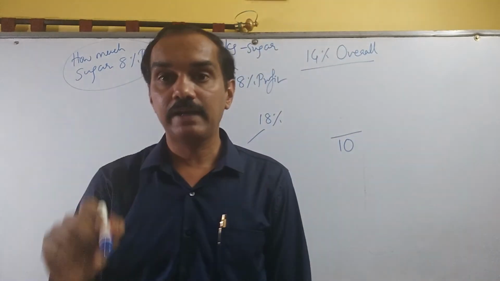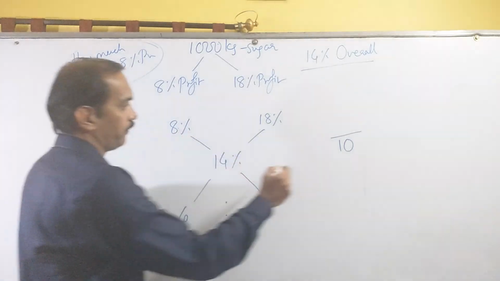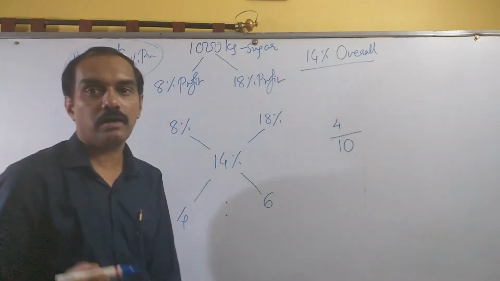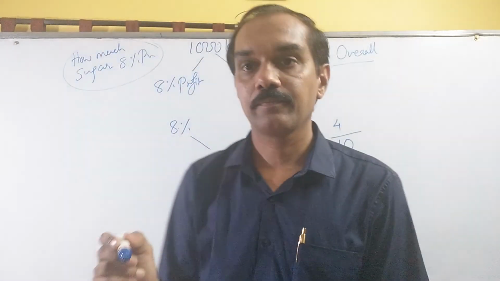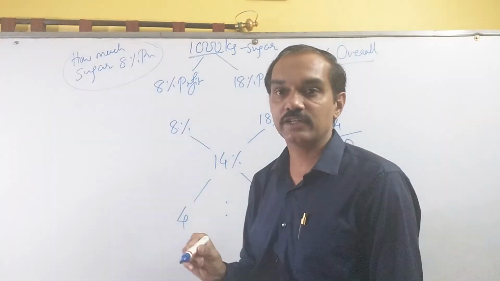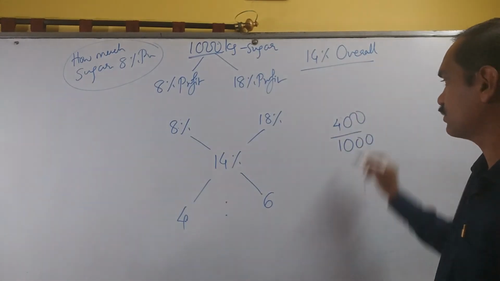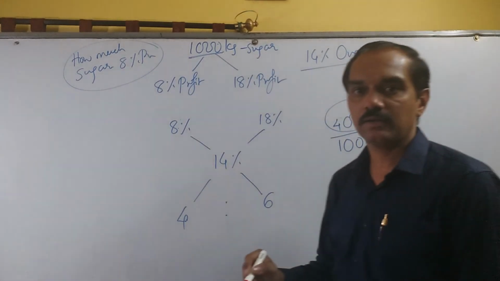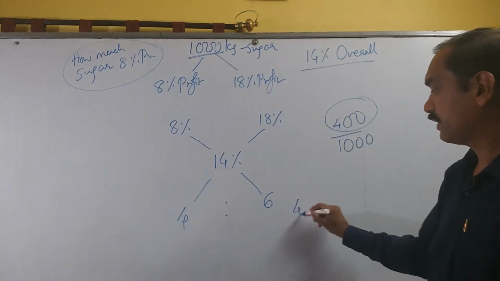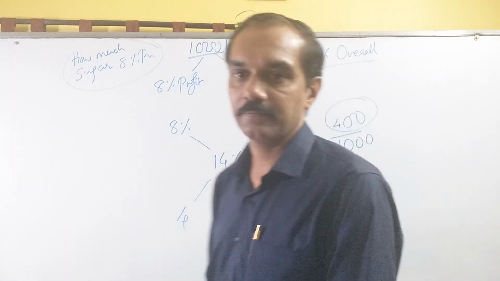Out of every 10 kg, 4 kg is being sold at 8% profit. So 4 per 10, but we want per 1000 because the total is how much? 1000 kg sugar. So put two zeros here, put two zeros here also. So how much sugar has he sold? 400 kg sugar he has sold at 8% profit.